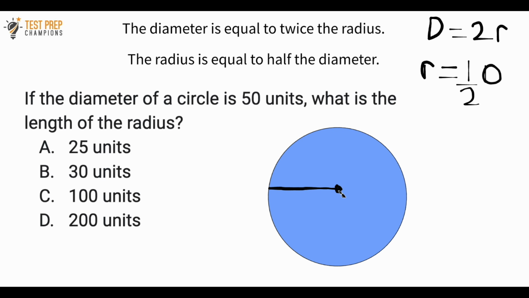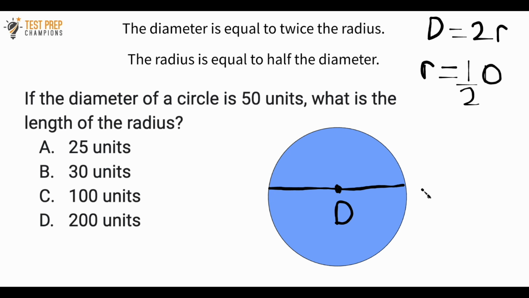And if I measure the whole way across the circle, we would call this whole thing the diameter. So whether you remember these two little sentences right here, the diameter is equal to twice the radius, and the radius is equal to half the diameter, whether you remember these formulas, d equals 2r and r equals half d, or whether you just remember this circle here and that going halfway across the circle gives you the radius, and going the full way across is the diameter.